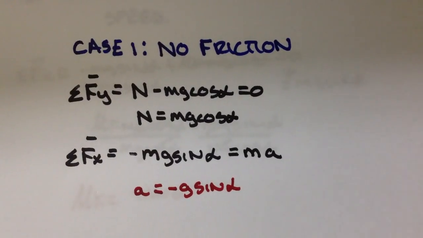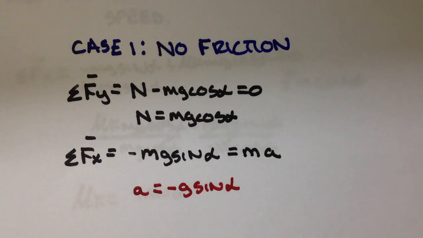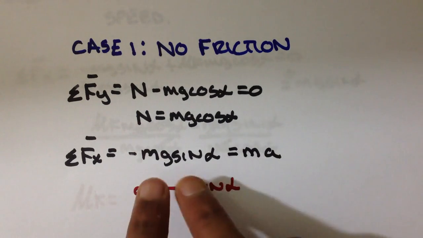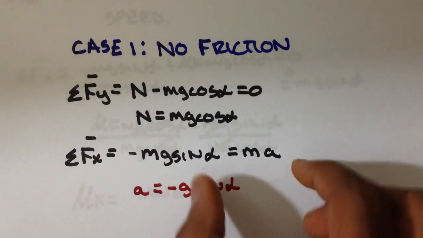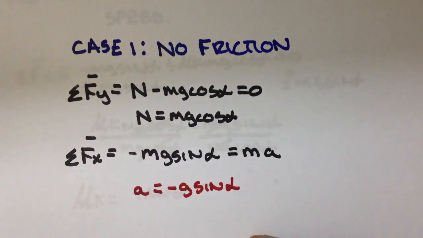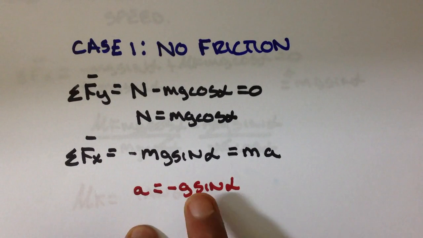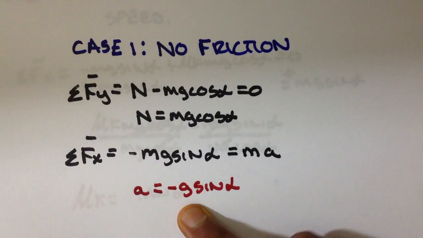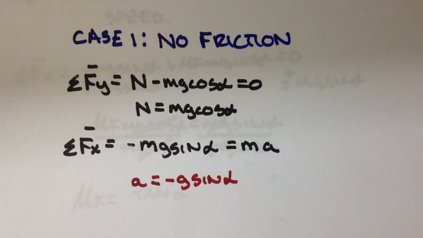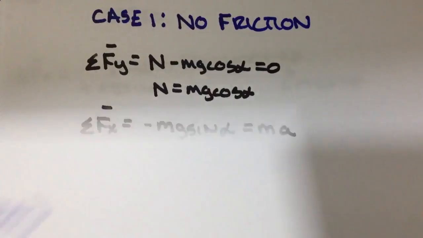Case 1. In case 1, we have no friction. The sum of the forces in the y direction is 0. This is Newton's first law, because the body will not accelerate up or go through the ramp. In the x direction, we have the sum of the forces in the x direction. We know the net force is minus mg sine alpha. We're going to set that equal to mass times acceleration, Newton's second law. We can solve here algebraically, and we get that the acceleration a is negative g sine alpha. Negative is just indicating the direction of acceleration. g sine alpha is indicating the magnitude of that acceleration.